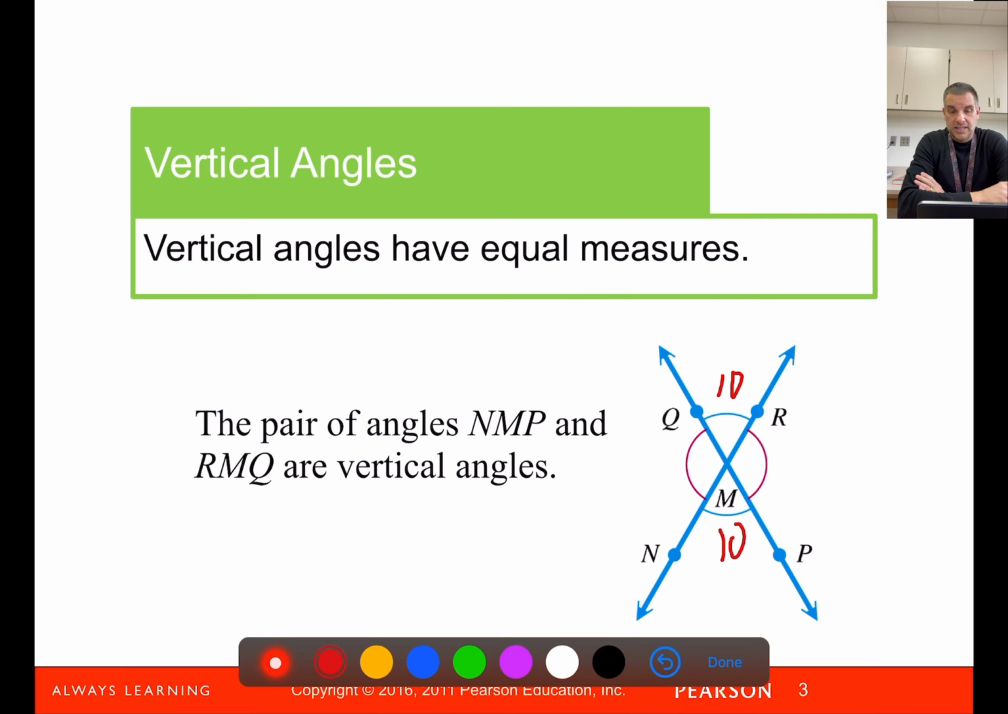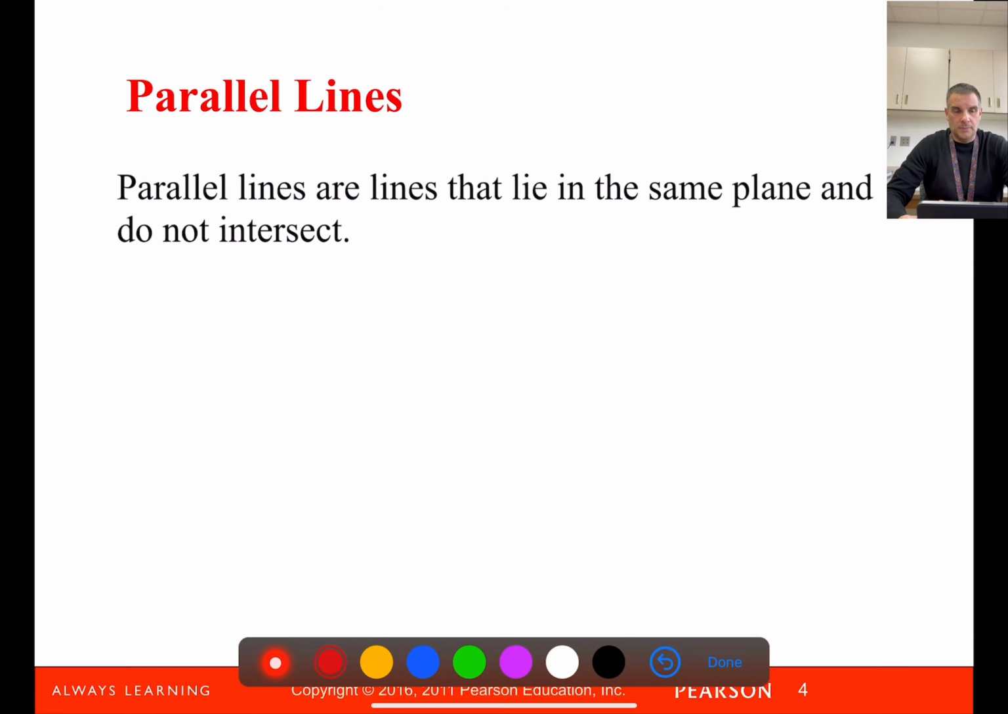So if I tell you that that one's 10, that one has to be 10. If I tell you that this one is 170 degrees, this has to be 170 degrees. It's those across or on top of each other angles when you've got two intersecting lines. And vertical angles are always going to have equal measures, so you're always going to be able to set vertical angles equal to each other. Okay, so that's the first property.